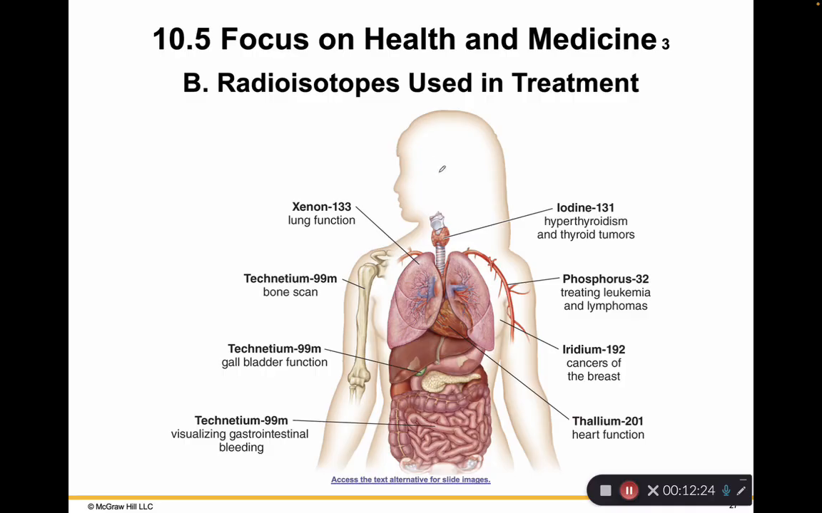During any kind of treatment, we use different kinds of isotopes. It depends on the half-life of the isotope to choose which one. Generally, technetium-99m, the metastable one, we use for bone scans and vital organ imaging. We use iridium-192 for killing cancers of the breast. We use iodine-131 for thyroid tumors. So some examples are shown here.